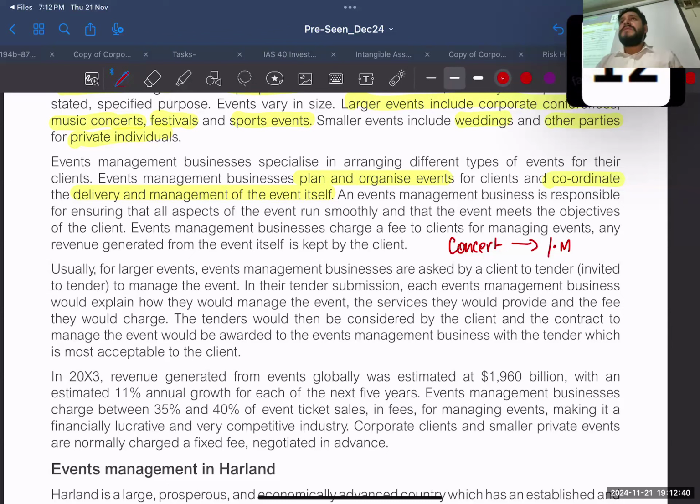They're just providing a service, and the client may ask for the amount of money for the services that they are offering. So it's very obvious that event management businesses charge a fee from the client for managing the event. However, any revenue that is generated during that event will be kept by the client itself.